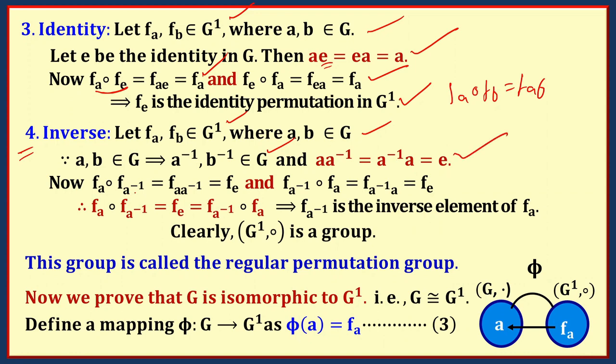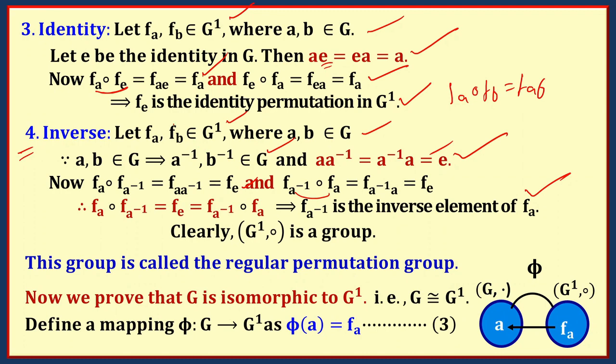Now, Fa circle Fa inverse equal to, using 2, F of A A inverse, which is Fe. Again, Fa inverse circle Fa is equal to F of A inverse A using 2. A inverse A is E. This is Fe. So Fa circle Fa inverse equal to Fe is equal to Fa inverse circle Fa. This means Fa inverse is the inverse element of Fa.